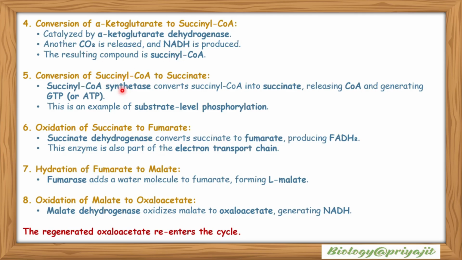Then succinyl CoA is converted into succinate with the help of the enzyme succinyl CoA synthetase, and it releases GTP or ATP. This is an example of substrate level phosphorylation. Oxidation of succinate to fumarate. Succinate dehydrogenase converts succinate to fumarate, producing FADH₂. This enzyme is also part of the electron transport chain.